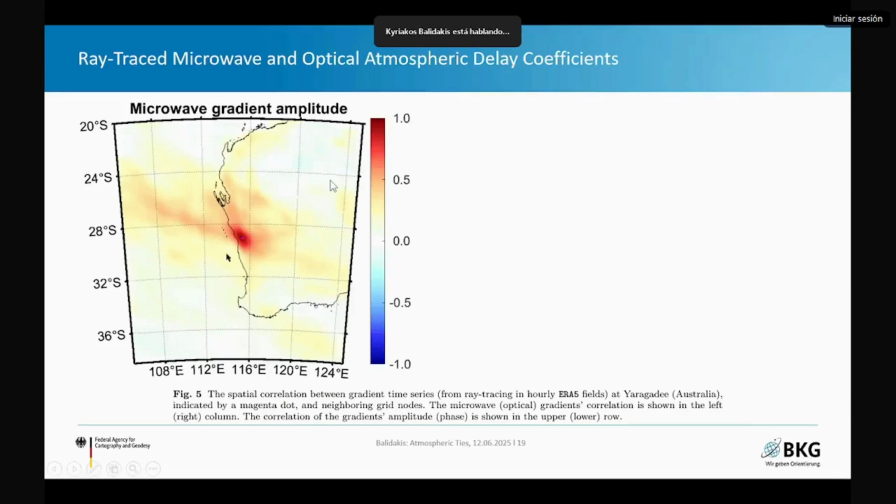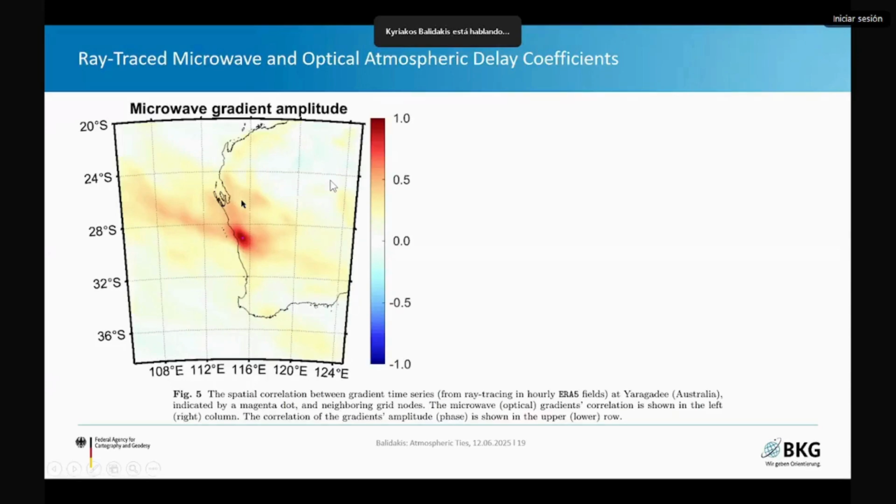This is the west coast of Australia, and here there is a magenta dot for a station called Yarragadee. So what I did here is I did ray tracing for a long period of time, and then I calculated the gradient amplitude at this station, and then I calculated the gradient amplitude at all the pixels that you see within this picture.